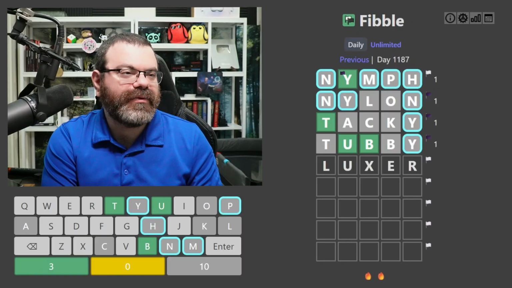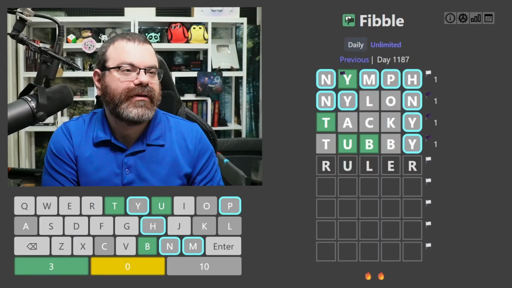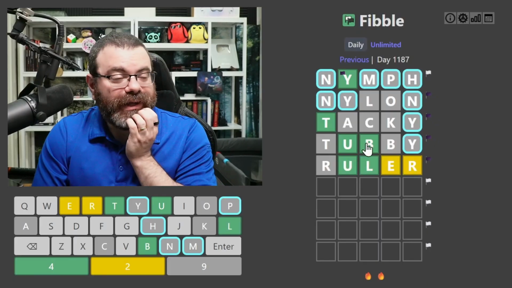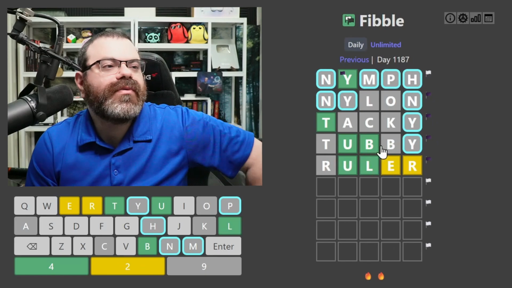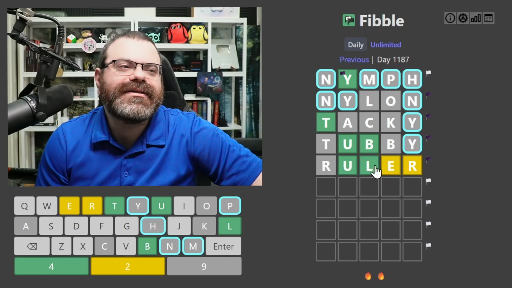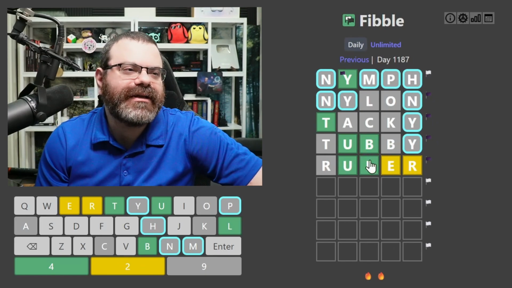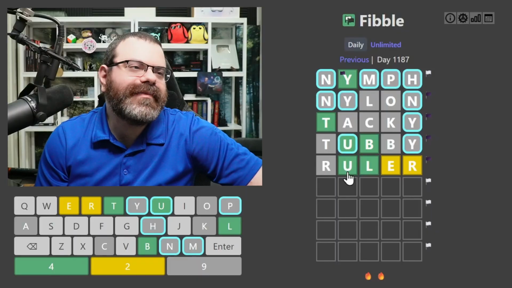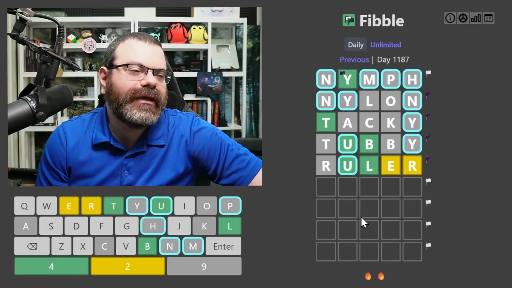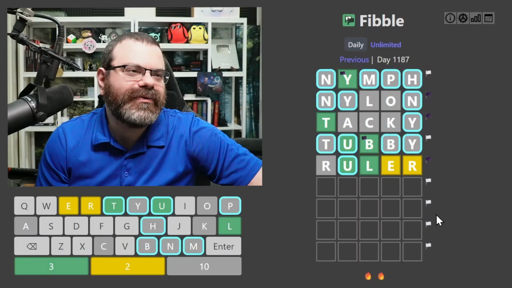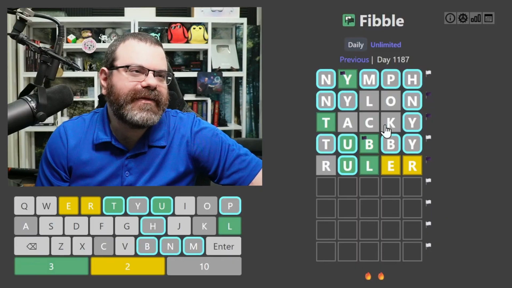Is there like an ER word I can do? Like ULER? Ruler? Okay. So we know either this B or this L is lying, because they can't both be green in that slot. So this is another kind of lie you can detect. That means that the U's are correct. I still think, let's just lock in that B is lying at this point. I think I got the L right.